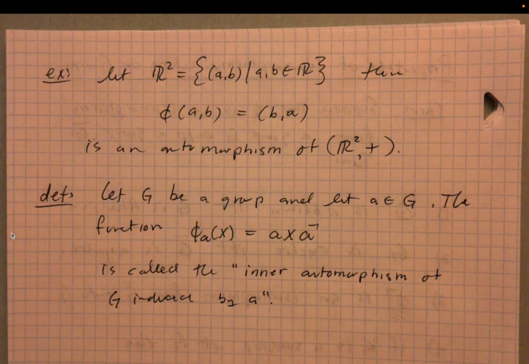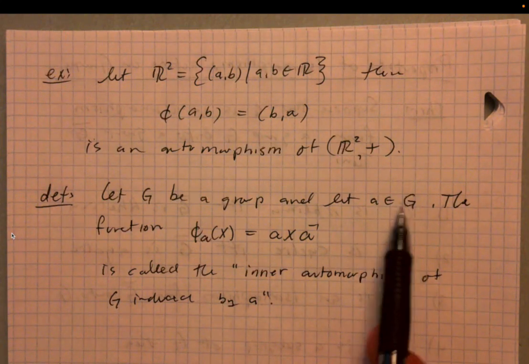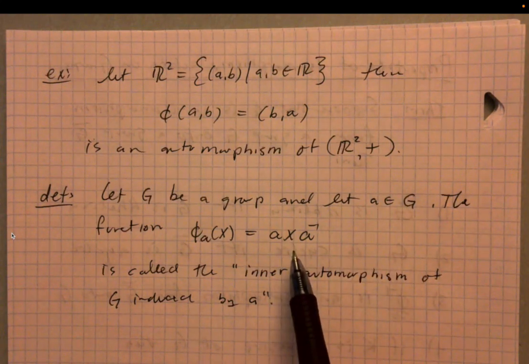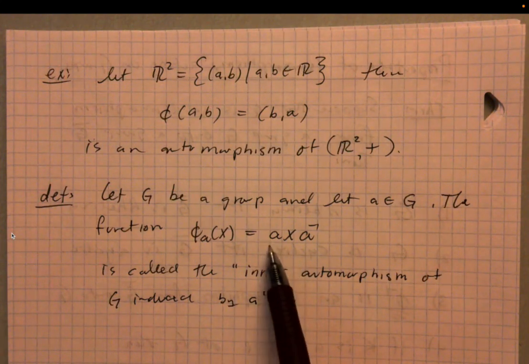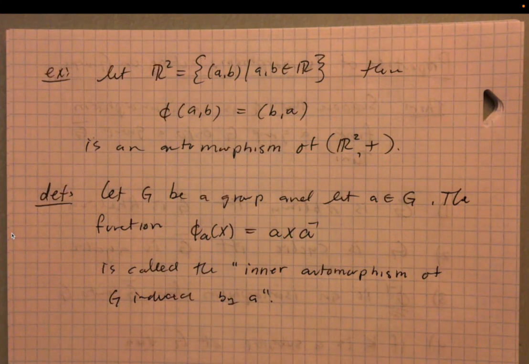And so basically what this says is, hey, I can define an automorphism in this way. I can just pick an A in G, and I can multiply every element in G by A and A inverse. And when I do that, that's going to map back onto G, and so it becomes an automorphism, and it's a special one called the inner automorphism. Let's see an example of this.